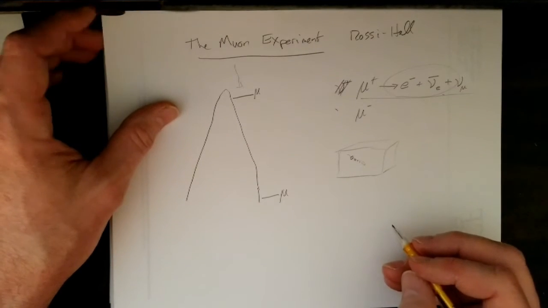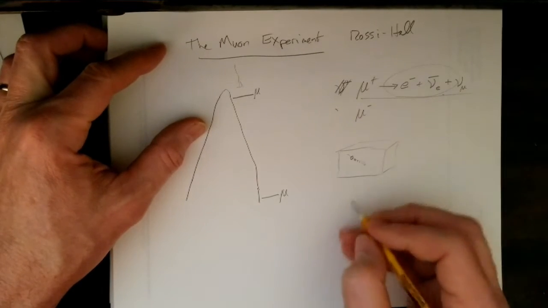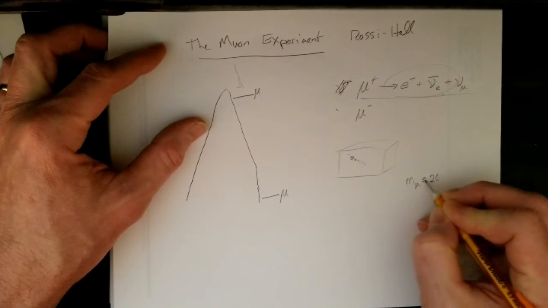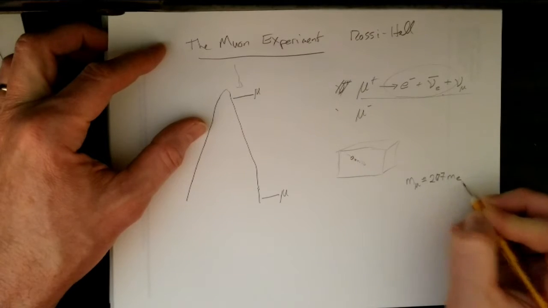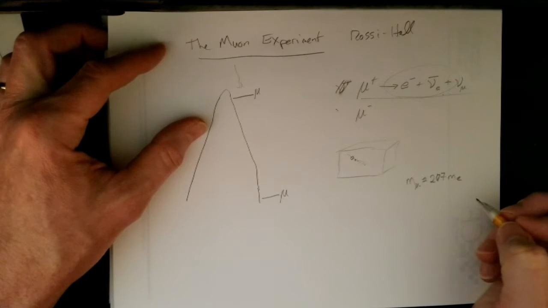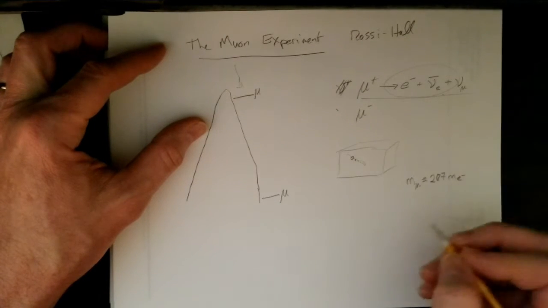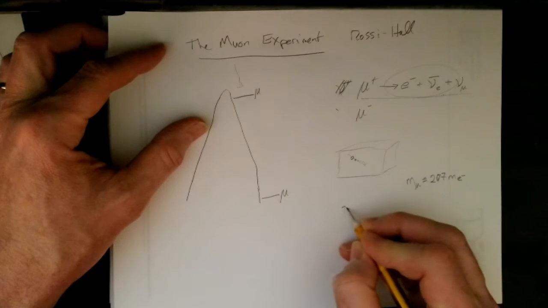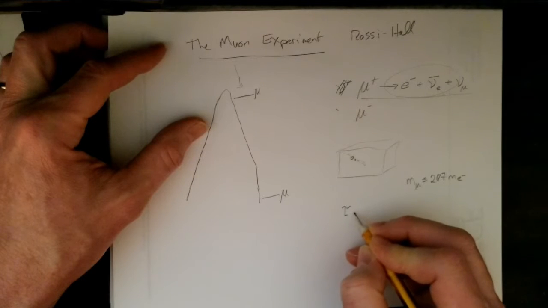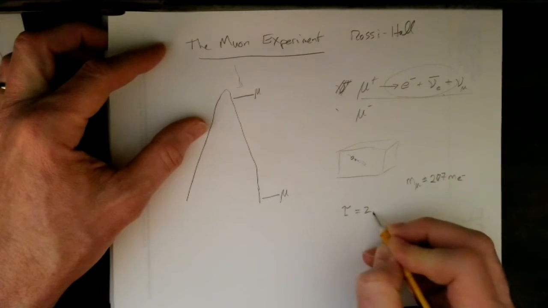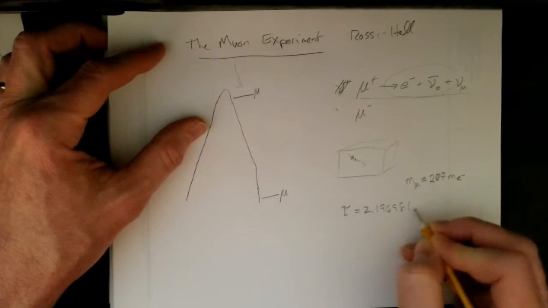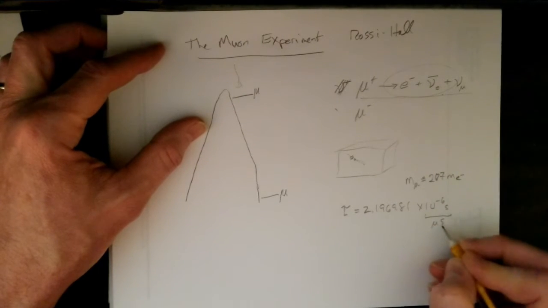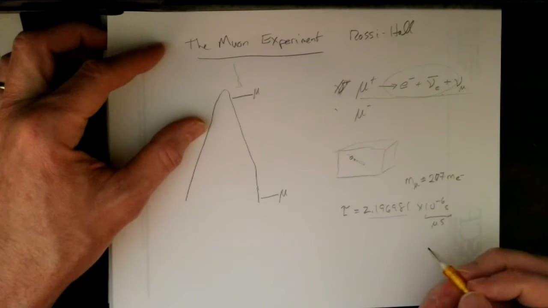Now, the mass of a muon is about 207 times the mass of an electron. And I put a little electron right there. And the average lifetime, so the mean life, or average lifetime, is 2.196981 times 10 to the negative 6 seconds. That's a microsecond. So that's the average lifetime.